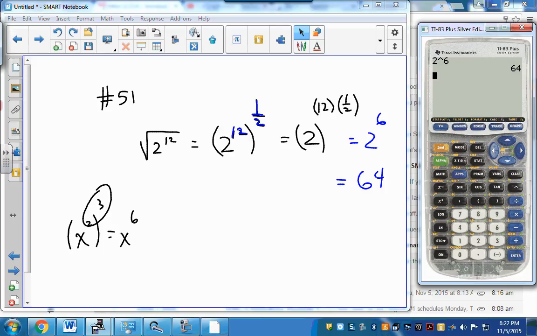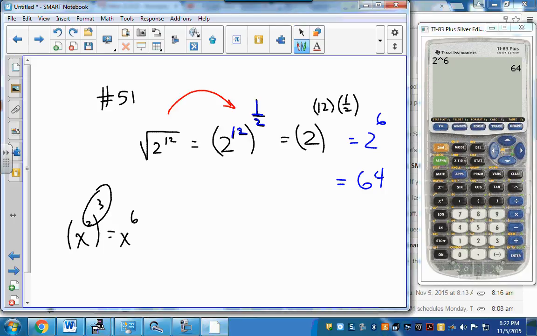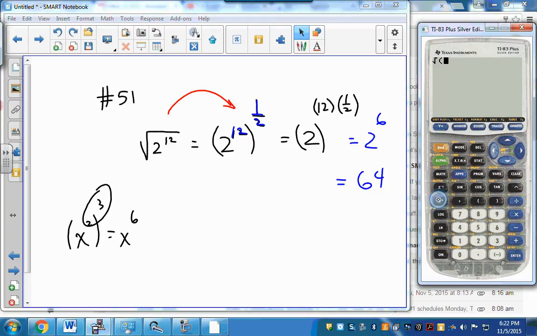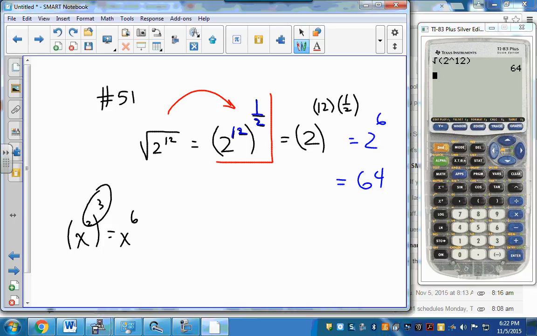And again, I had to go through the step of changing it to fractional powers because that was part of the instructions. If I simply did the square root of 2 raised to the 12th, which is what the problem says, and I just write down 64, I have not done what they've asked me to do. They did say very explicitly in the instructions to rewrite using fractional powers. So you have to go through this step before you get there. Okay, problem 59.